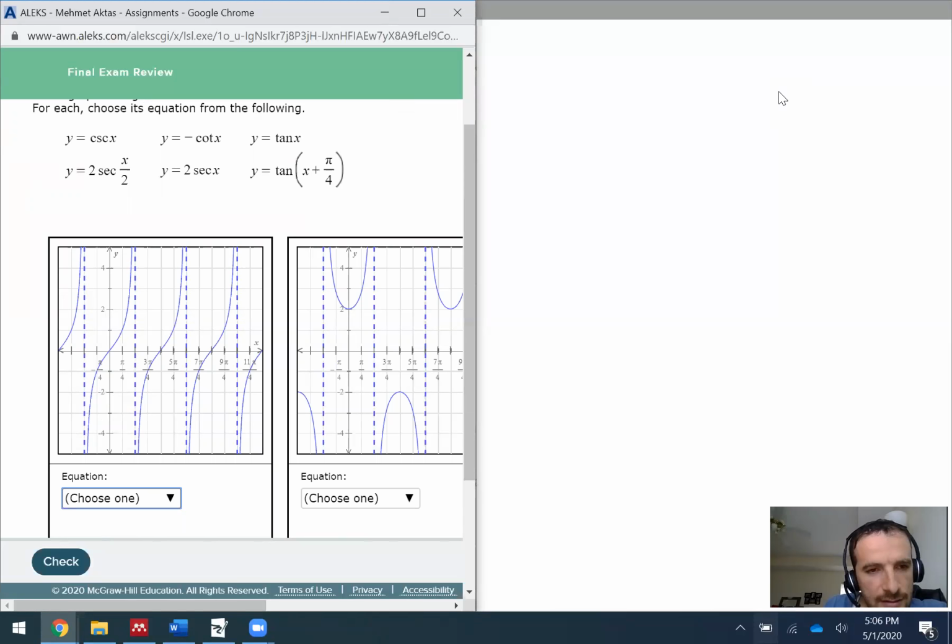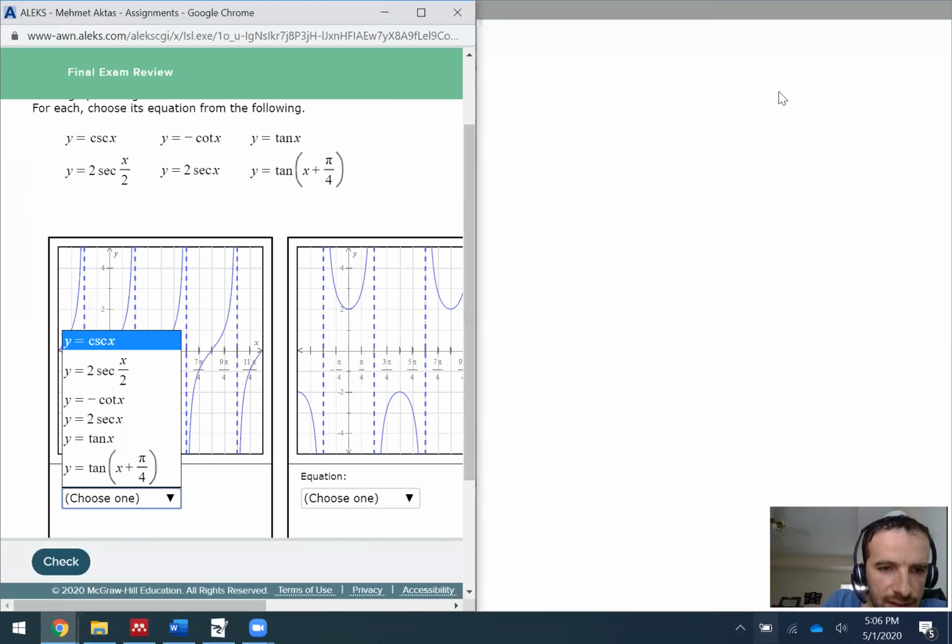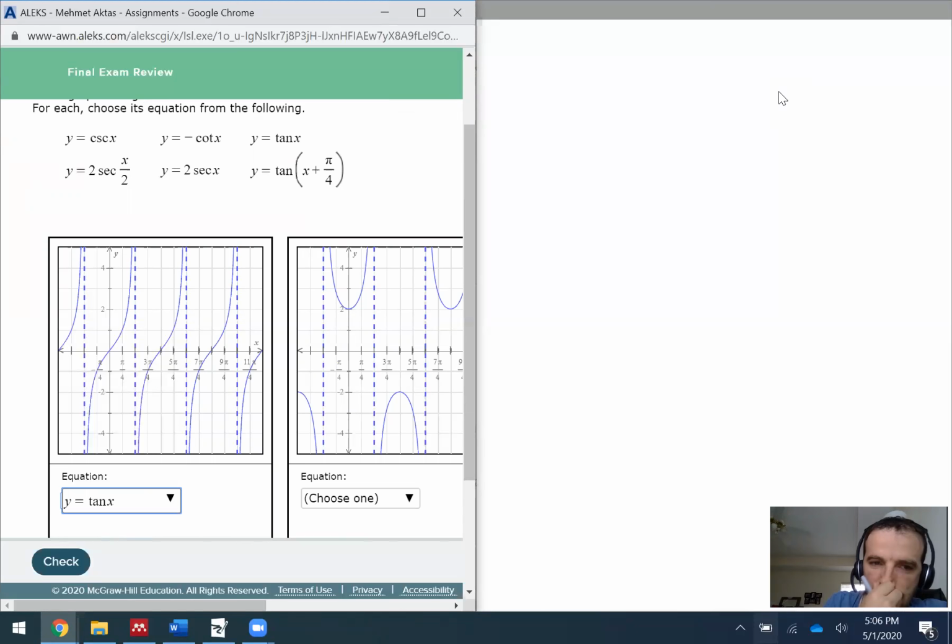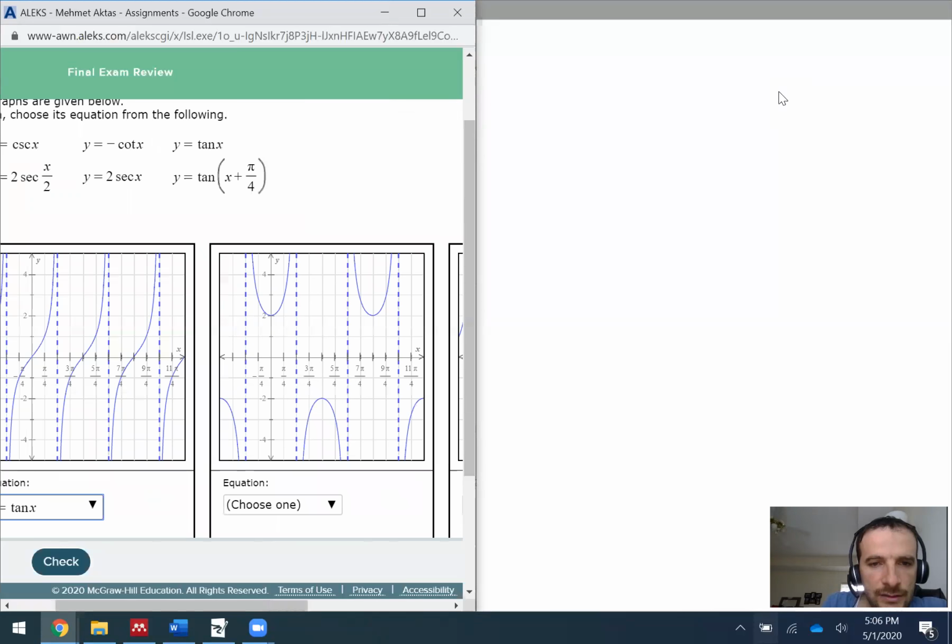And tangent 0 is sine 0 over cosine 0. Sine 0 is 0, cosine 0 is 1, so 0 over 1 is 0. So yes, this also satisfies that. So this guy is tangent x. Let's go to the next one.